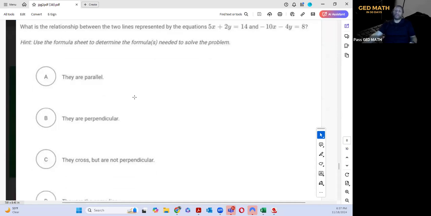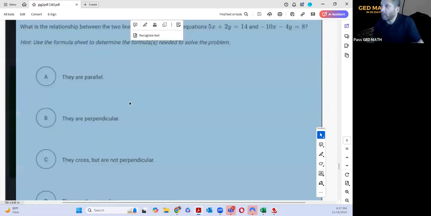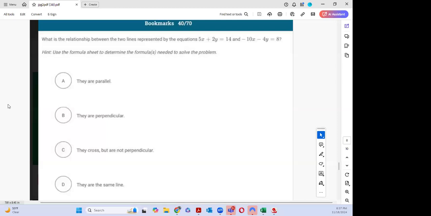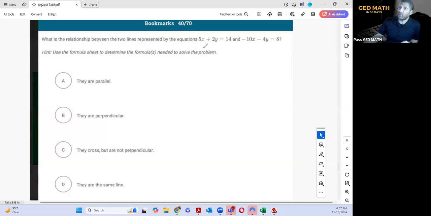How would I even know how to do this problem? Can anybody tell me where I would even start? What must we find out first? What form is this in? Is this slope-intercept form or standard form?